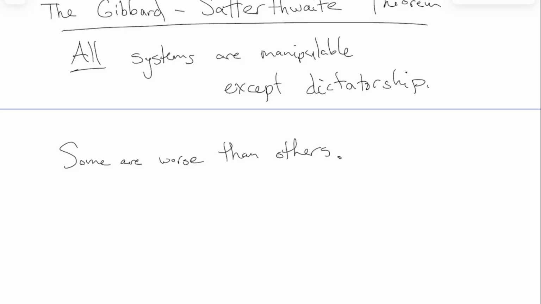For example, in real life, plurality is regarded as, yes, you can game the system, but the strategy is so simple and everybody understands it that it ends up not being much of an issue. Ranked choice, there are strategies, but they're much more complicated and it's hard for ordinary people to understand them, and so this may be regarded as more of an issue. Manipulability is viewed as extremely bad in Borda. So some are worse than others. I would say Borda is especially bad, and this actually is the main reason why people don't use Borda in real life politics.